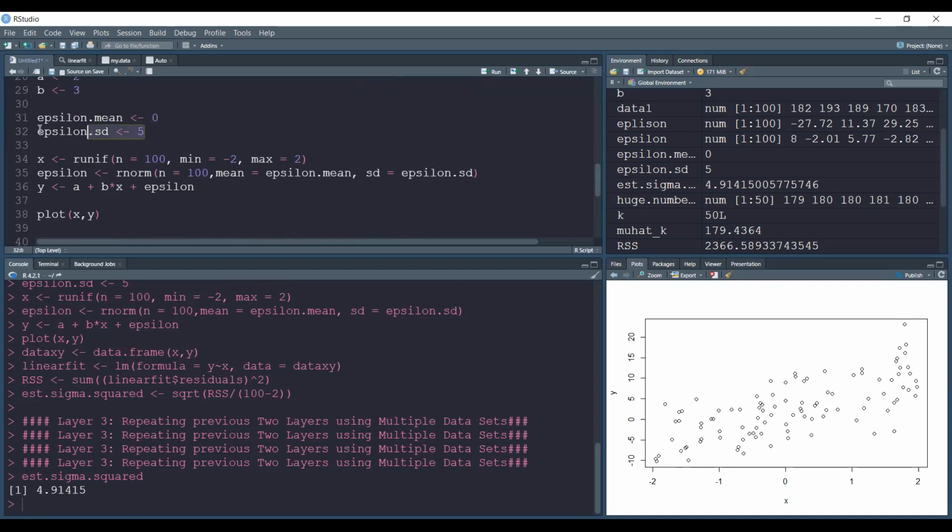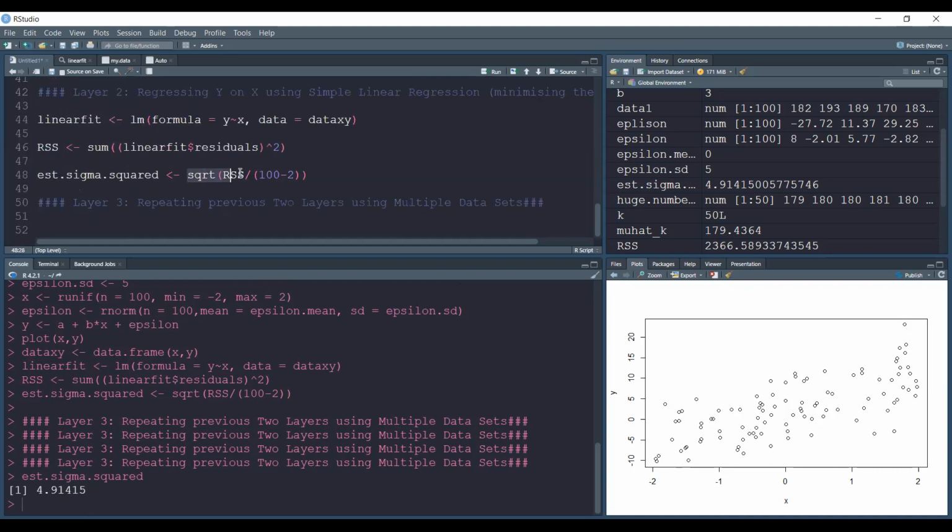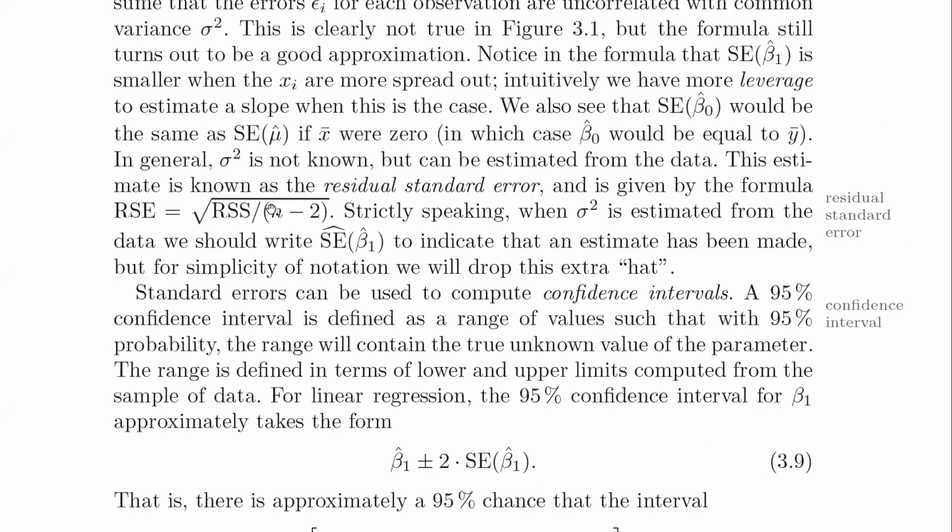So look, you don't know in real life that your error term has a standard deviation of 5. You wouldn't know, right? But if you use this formula, square root of the residual sum of squares divided by n minus 2, you should get something that approximates, something that estimates. So I'm thinking this is sigma. This approximates not sigma squared. In fact, that would explain the square root. It approximates the residual standard error.